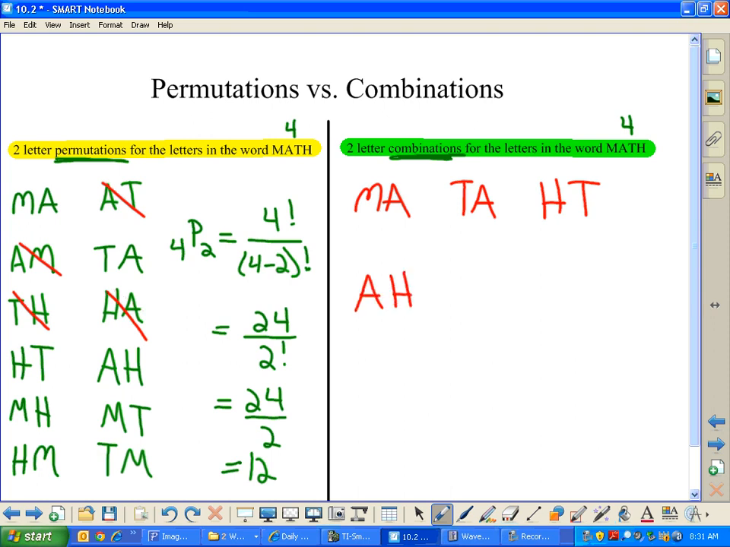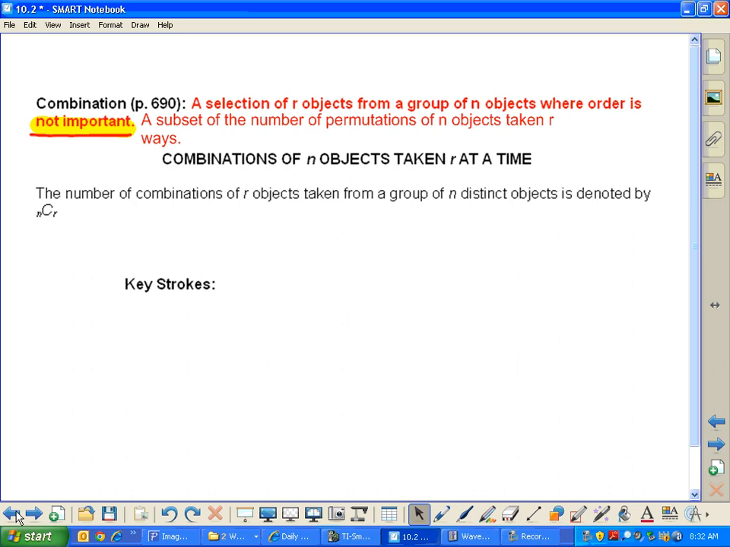And then out of the MHHM, I just want those 2 letters to be represented. And likewise for MT and TM, I just want those 2 letters to be there. I don't necessarily need every arrangement of them. And it's in this regard that we actually see the second part of our definition coming through. I had 6 options for the 2-letter combinations for the letters in the word math. So it was smaller. And now I want you to draw your attention to the second part of the definition.